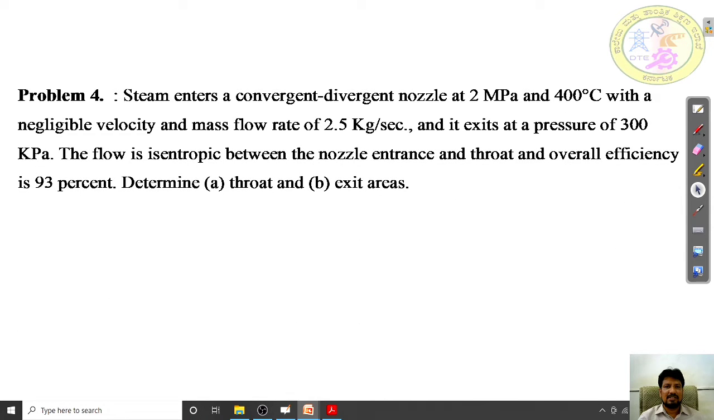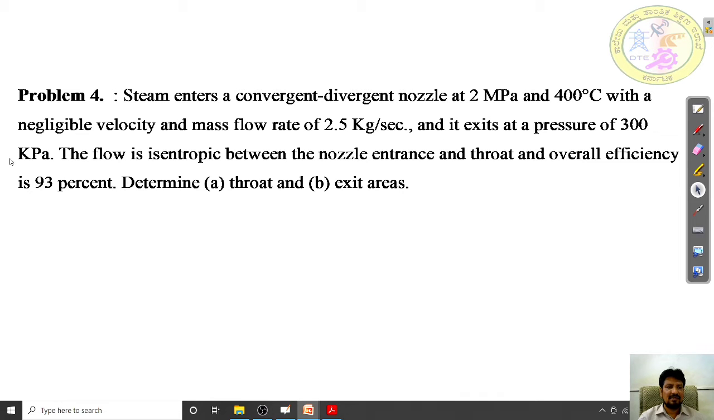Now today we are going to discuss another problem. The given problem is: steam enters a convergent divergent nozzle at a pressure of 2 megapascal and a temperature of 400 degrees centigrade, with a negligible velocity and a mass flow rate of 2.5 kg per second, and it exits at a pressure of 300 kilopascal.